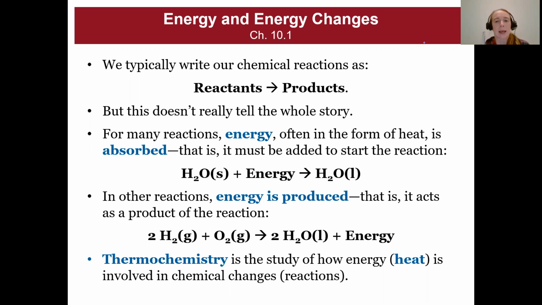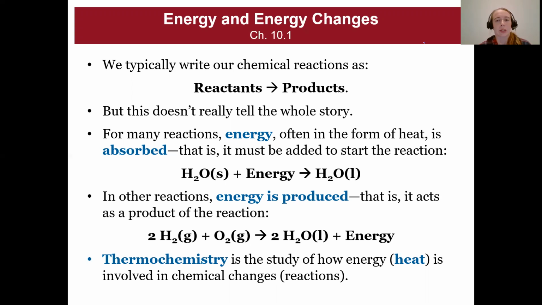For many reactions, energy, often in the form of heat, is absorbed or produced. So you can think of some chemical reactions that probably absorb or produce heat. That would be like if you light a fire or something. That fire is going to give off heat. It's going to keep you warm. So we don't usually write these in our chemical equations, but it kind of is involved. It's very important.